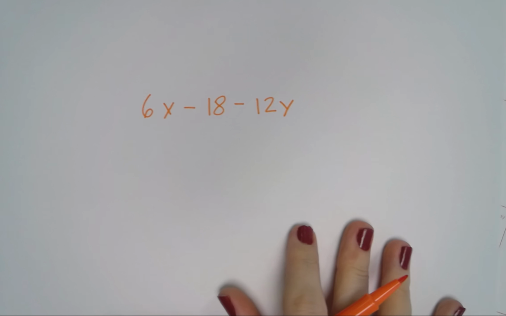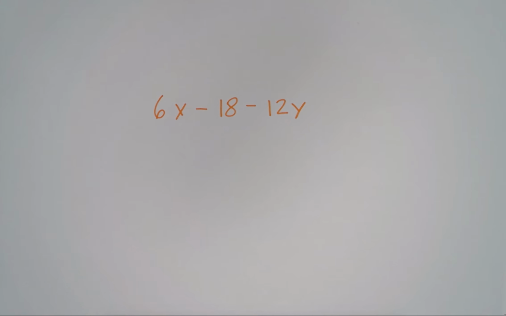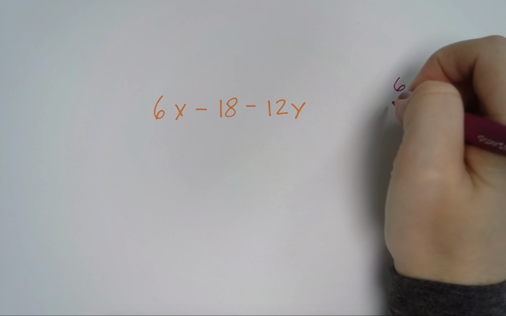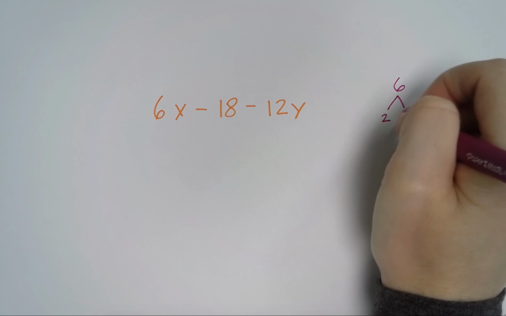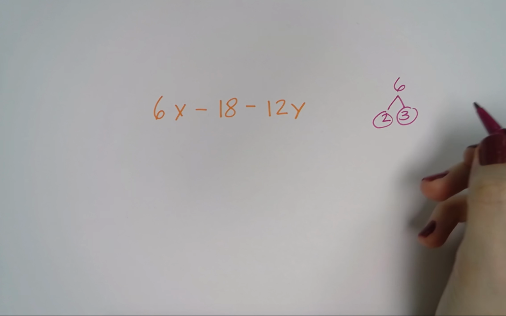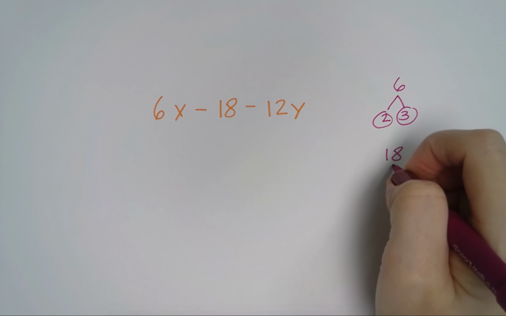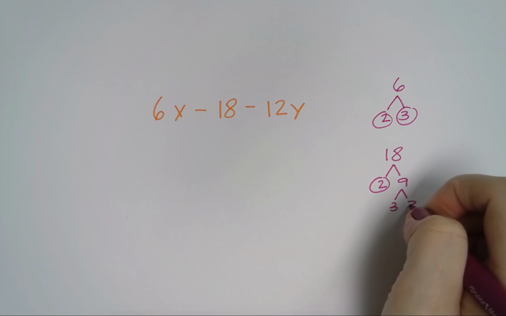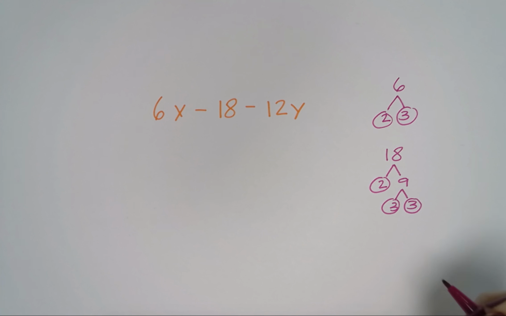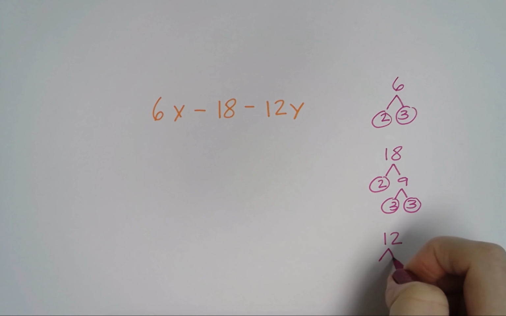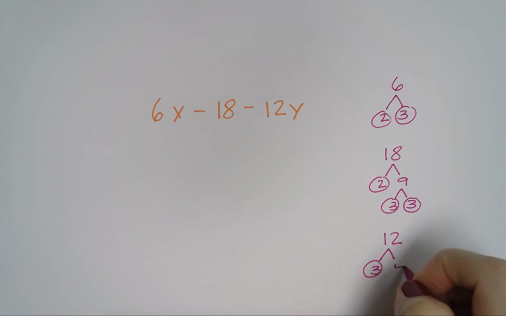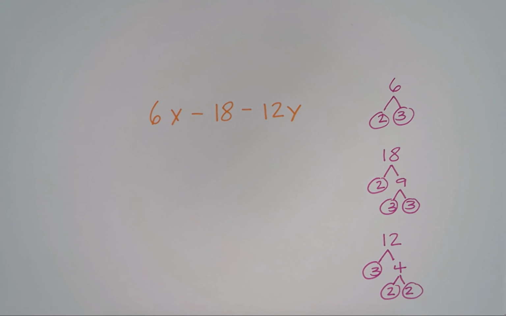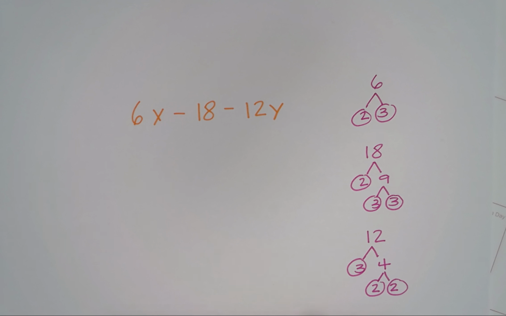So what I'm going to do is off to the side, I first need to determine the greatest common factor. So 6, my factor tree is 2 times 3. 18, my factor tree is 2 times 9, 3 times 3. And 12, my factor tree is 3 times 4, 2 times 2. Now that I have all those factor trees, I'm going to go ahead and list the factors.